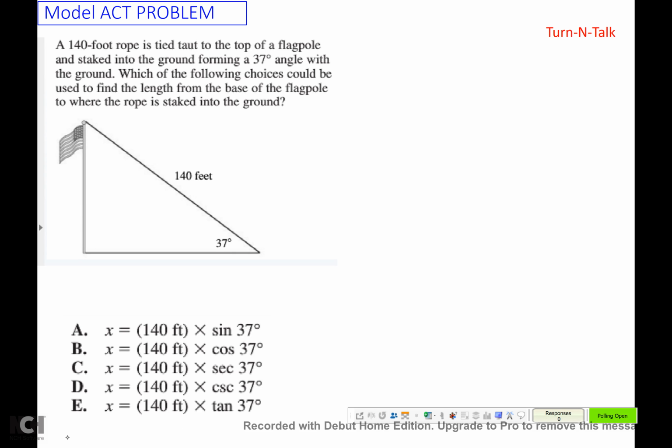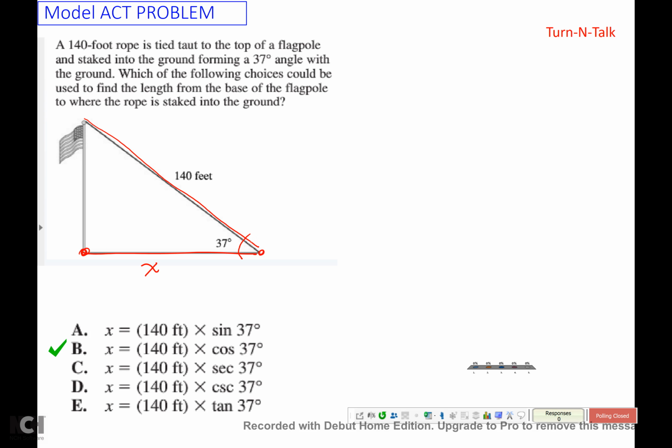Okay, try this one. Hit pause. Come back when you're ready. And hopefully you got B. All right, it says a 140-foot rope is taut to the top of a flagpole and staked into the ground, forming a 37-degree angle with the ground. Which of the following choices could be used to find the length from the base of the flagpole to where the rope is staked to the ground? So from the base to here. So they're looking for this information.